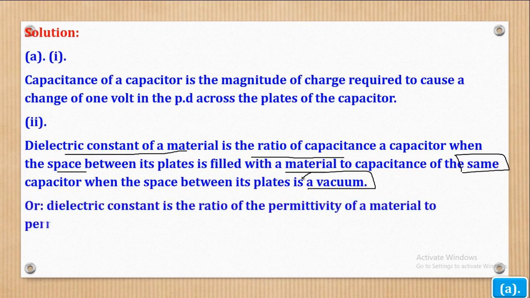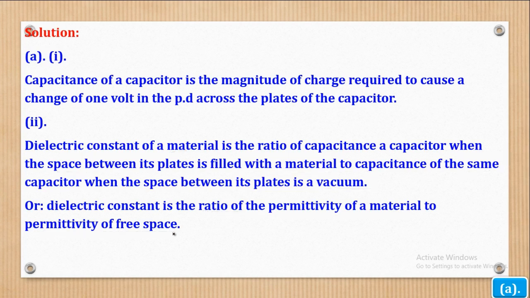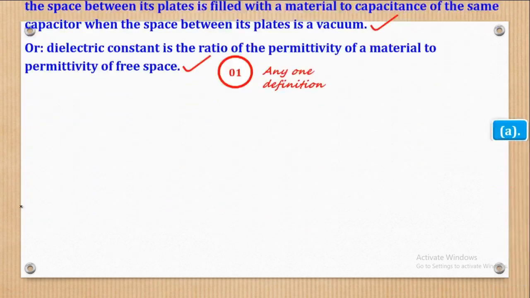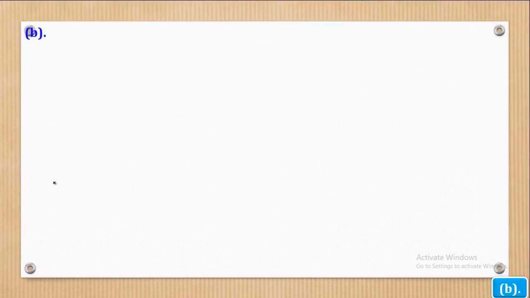Alternatively, you can also define dielectric constant in terms of permittivity, and to simply be the ratio of permittivity of a material to permittivity of free space, as simple as that. So 1 mark for this definition, 1 mark for this definition, any one. You don't write both, you only choose one. So now we shall go to part B.